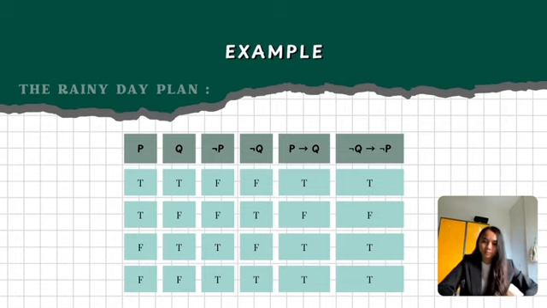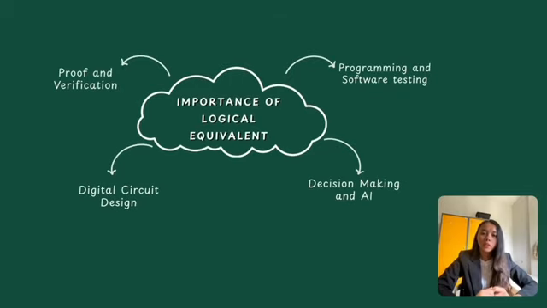Here, I'm going to talk about the importance of logical equivalence. The first one is proof and verification. In mathematics and logic, proving two statements are logically equivalent shows they are essentially the same. This is helpful in mathematical proofs, theorems, and validating arguments. The second one is programming and software testing. In programming, logical conditions can be rewritten into simpler equivalent forms to improve code readability, optimize performance, and avoid errors.